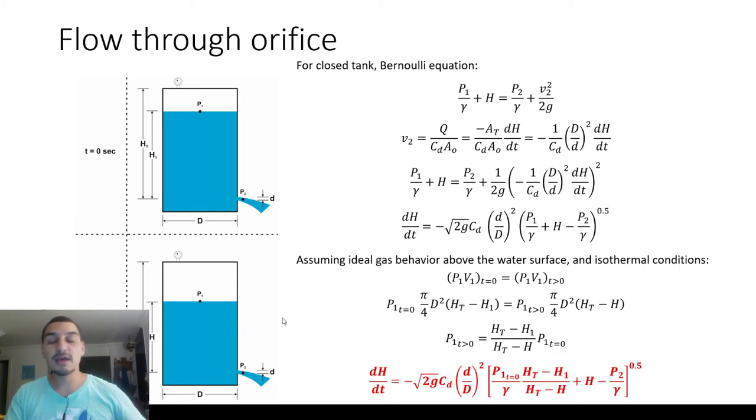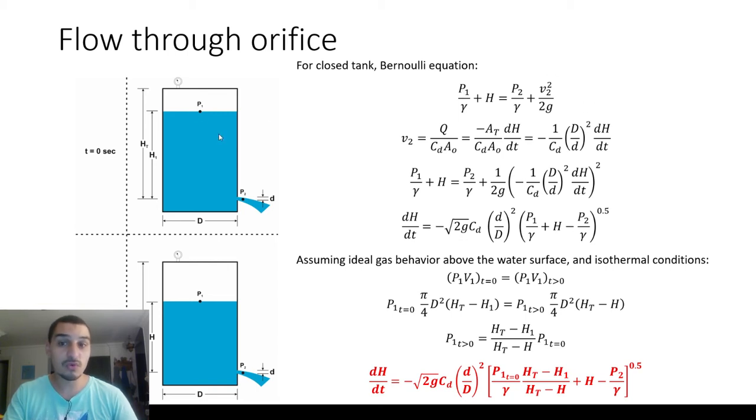And to get a mathematical way to describe this, we will go with the same steps that we mentioned before. We will start with the Bernoulli equation between this point and this point. We will make the same assumption, that the velocity of the height change is very small compared to the velocity here, and that the pressure here is atmospheric, and we will take our datum here. So the equation would end up with this form.